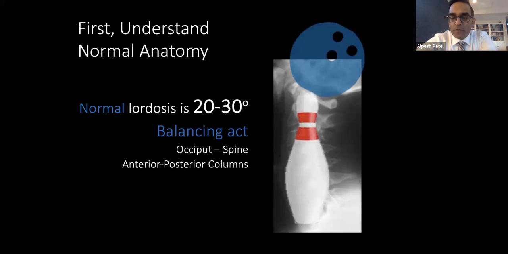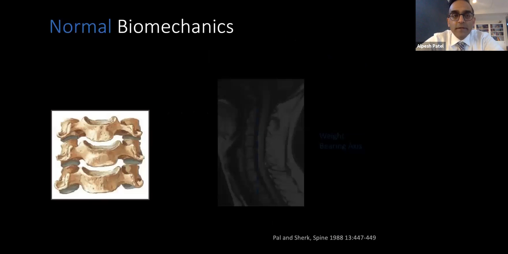And then it's a balancing act. We've often used this old analogy of the cervical spine balancing the skull, kind of like balancing a bowling ball on a bowling pin. What that means is the balance can be precarious. When it's just right, it works really well, but small deviations from normal can be quite catastrophic.